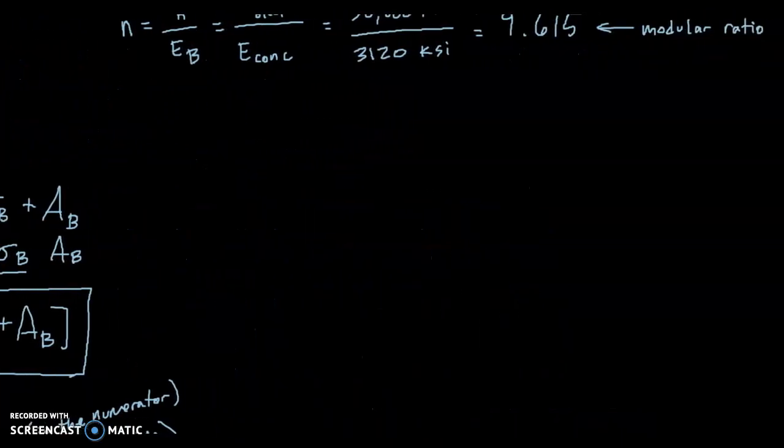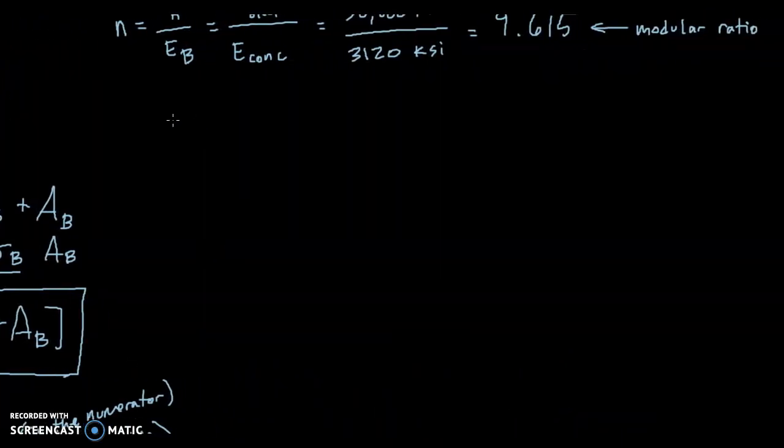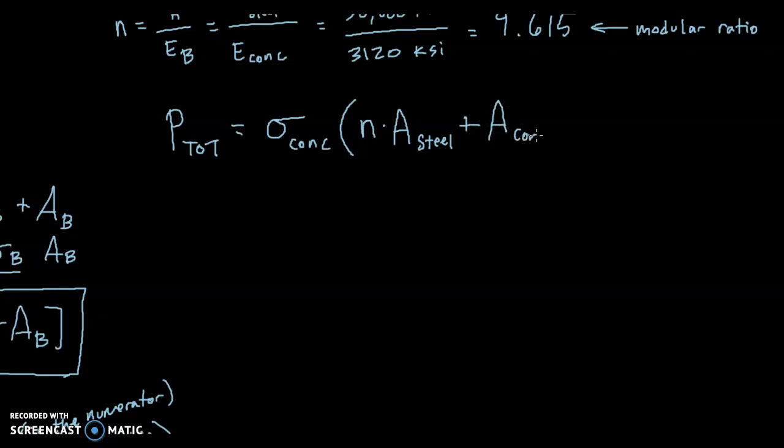So let me come back over here. So we are saying that the total load is equal to the stress in material B, which we are calling the concrete, multiplied by the modular ratio times the area of material A. Now I called steel my material A, plus the area of the concrete.